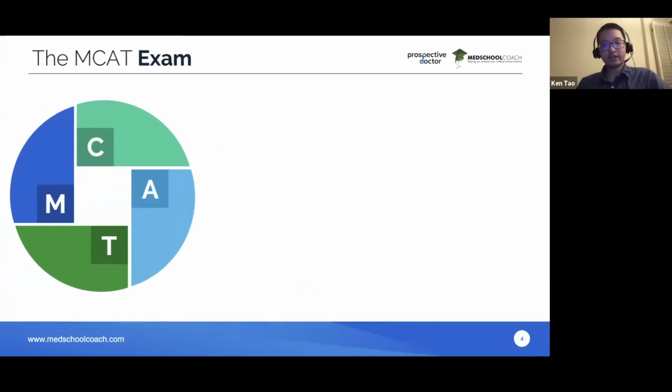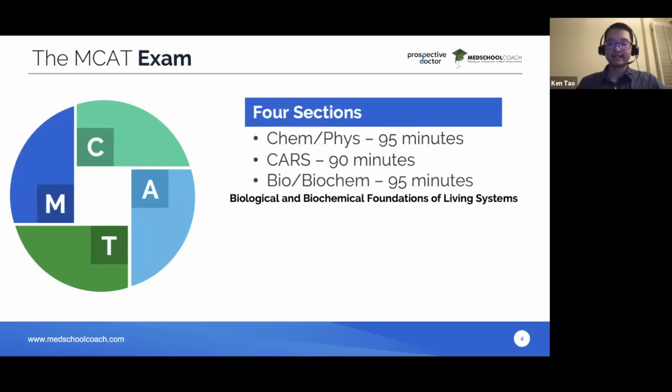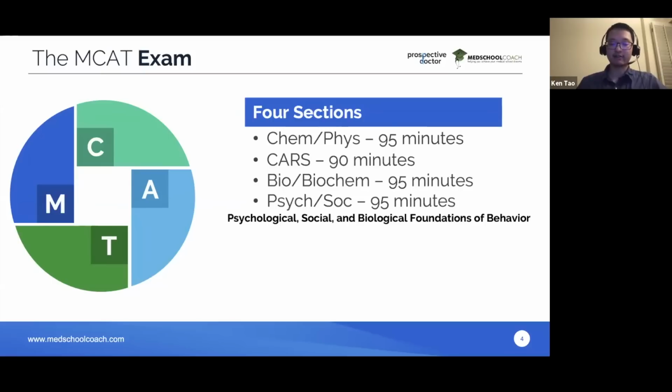Okay, so to start off, the MCAT exam has 4 sections. The first section is called the Chem Phys section. It's 95 minutes, and the full name of this section is the Chemical and Physical Foundations of Biological Systems. It is an extremely long name, and that is the case for all 4 sections of the exam. The second section is the CARS section. This is the Critical Analysis and Reasoning Skills section. It's 90 minutes long. The third section is the Biochem section, or the Biological and Biochemical Foundations of Living Systems. And the last section is the Psychological, Social, and Biological Foundations of Behavior.